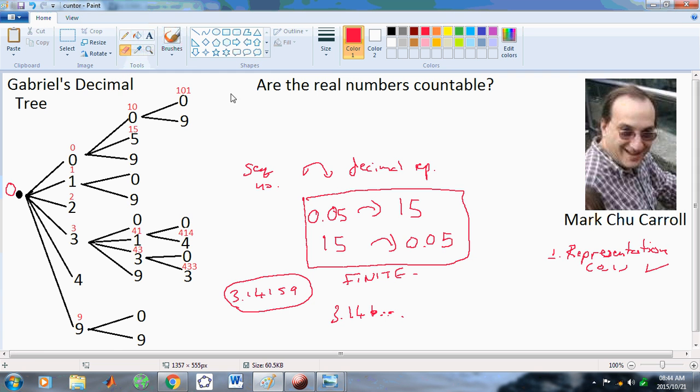Hang on a second. 3.14. So we've got 3.14 here. 0.314. I'm going to take the fractional part of pi, not pi, the fractional part. So 314, right? Okay, so you say, okay, give me the sequence number for 3.14 ellipsis.